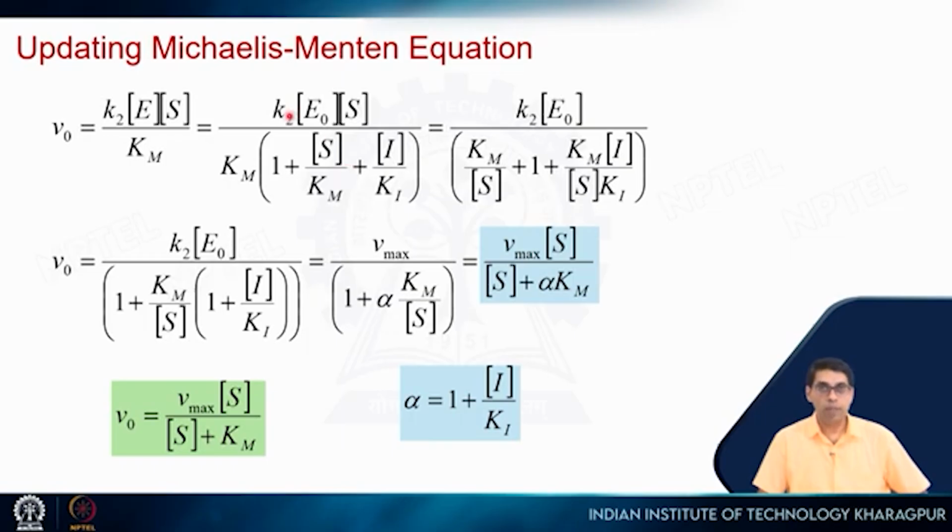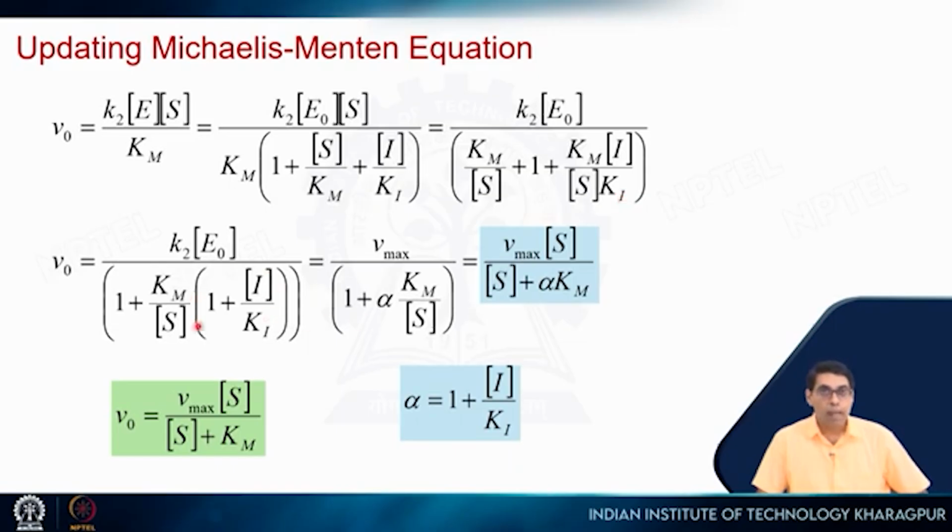Then we do some more manipulation. So what we do is we multiply this Km here by Km by S. So this S we bring here, so it becomes Km by S like this. This cancels out, so it becomes 1 and this becomes this. So now if we take Km by S as common, then it becomes 1 plus Km by S times 1 plus I by Ki. So this I by Ki is left.